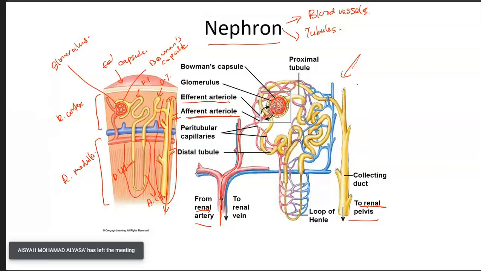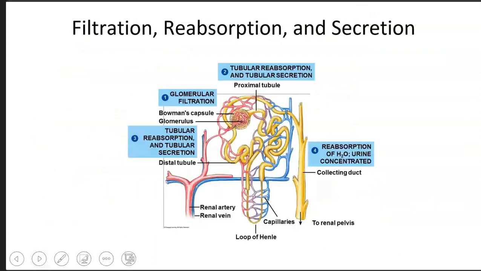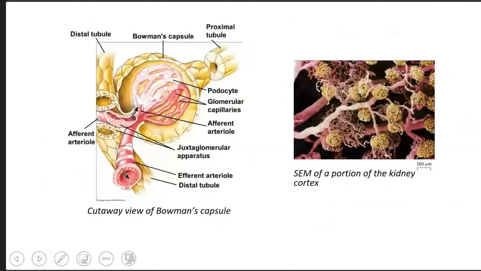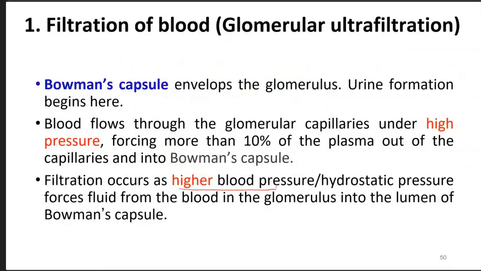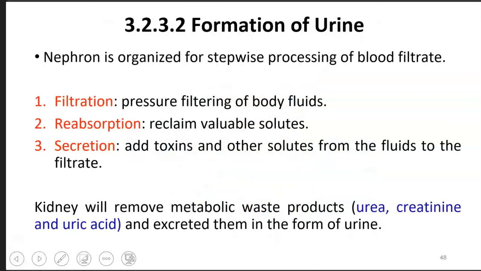The diameter between the afferent and efferent arterioles is different. The afferent arteriole has a bigger diameter compared to the efferent arteriole, which has a smaller diameter. If we look at the diagram in detail, this is the afferent arteriole, this is the efferent arteriole. The difference in the diameter causes a higher blood pressure to occur in the glomerulus and causes the formation of filtrate in the Bowman capsule. Or is it vice versa?